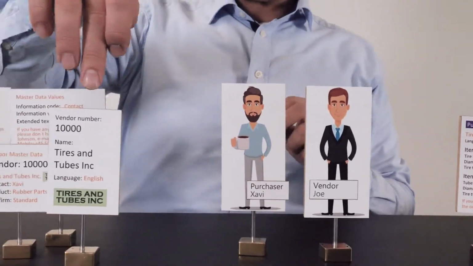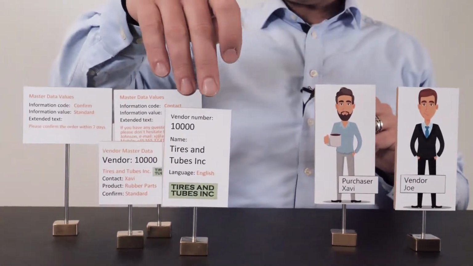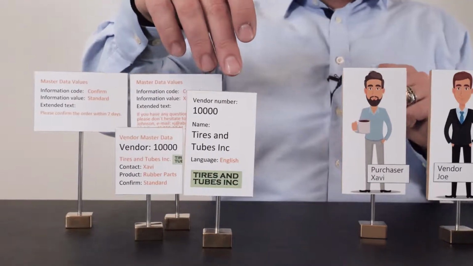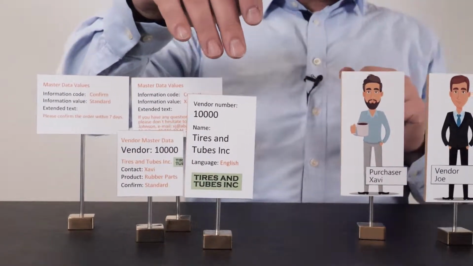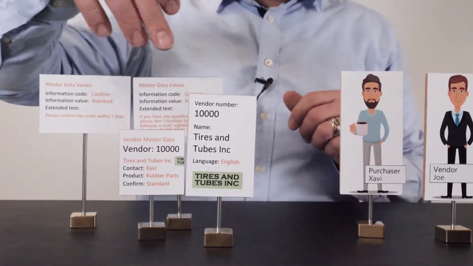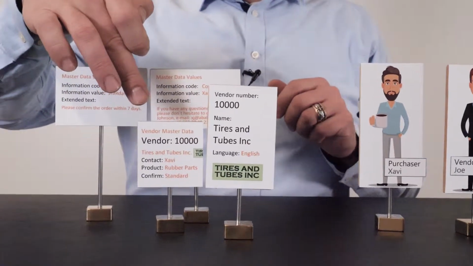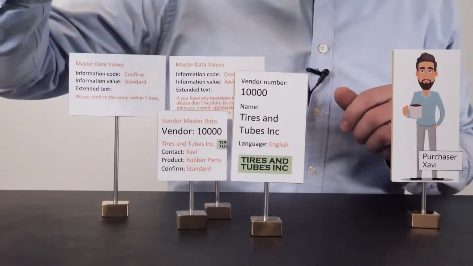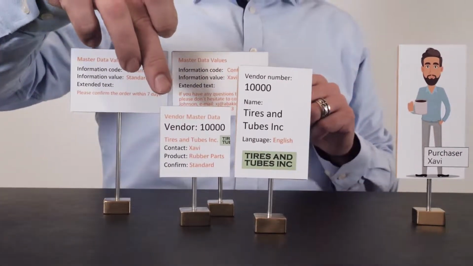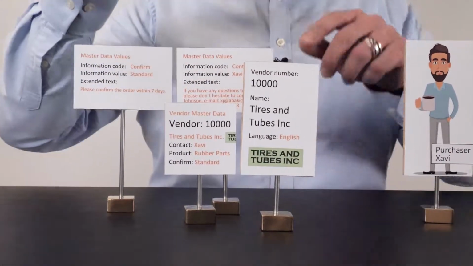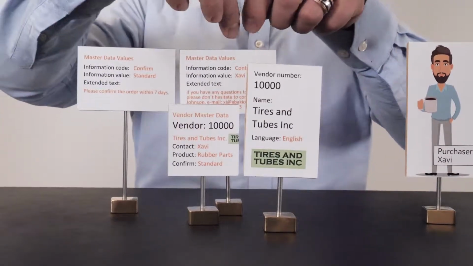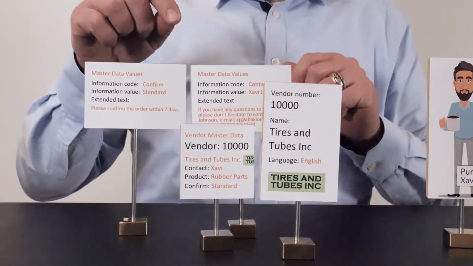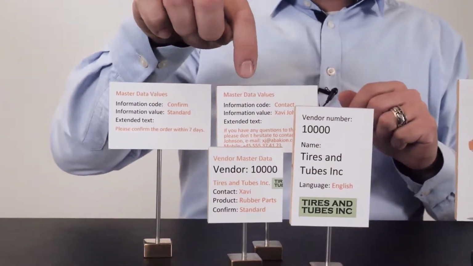he had created a vendor card for vendor Joe, vendor 10,000, with a language code, because he's English-speaking Joe here, and he's coming from Tires and Tubes, the company. And on this vendor card, he could set up master data information, meaning that on this master data information, he could set that the contact person is Savi, and add some information. So you can see from the contact here on the information Savi, there's some text that we would like to flow onto the purchase order and the posted documents.